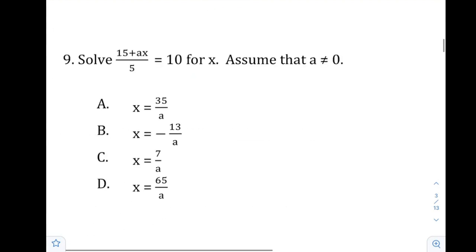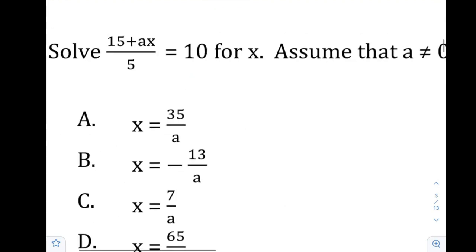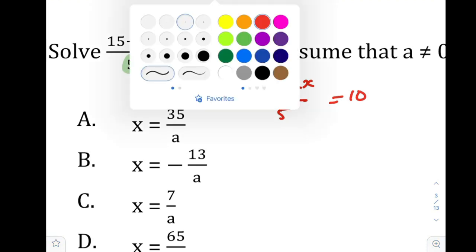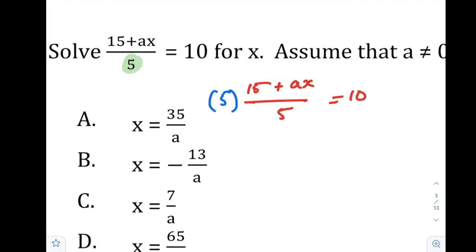Next, solve this equation. Remember, if you have a denominator, try to get rid of that denominator. I will rewrite the equation. To get rid of the denominator, we multiply by the same number to cancel. So it will be 15 plus ax is 10 times 5, which is 50.